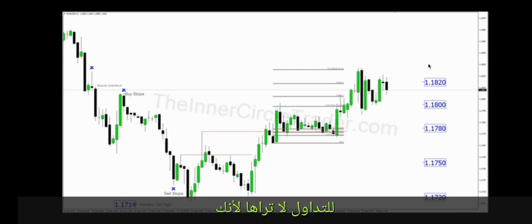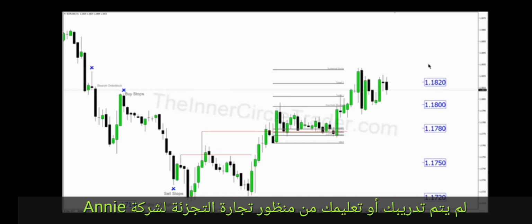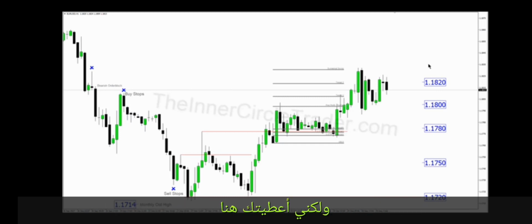You don't see them because you're not trained or taught from a retail perspective. But what I just gave you here is exactly how bank level traders trade, and anybody that says different simply doesn't know anything or what they're talking about.